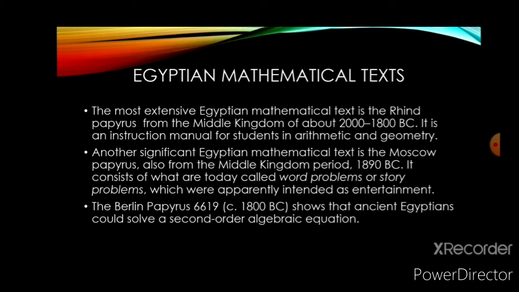And there is another significant Egyptian mathematical text, that is the Moscow papyrus. Also from that time, it consists of what are called word problems or story problems, which were apparently intended as entertainment. And next is the Berlin Papyrus, that shows us the ancient Egyptians could solve a second order algebraic equation.